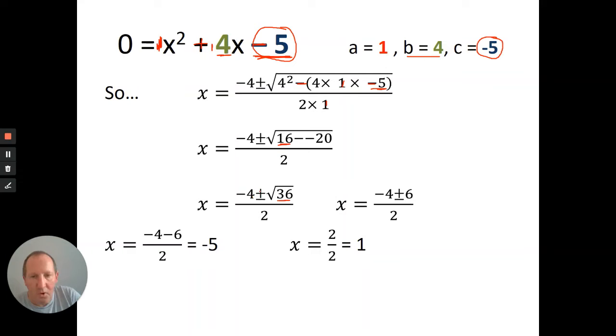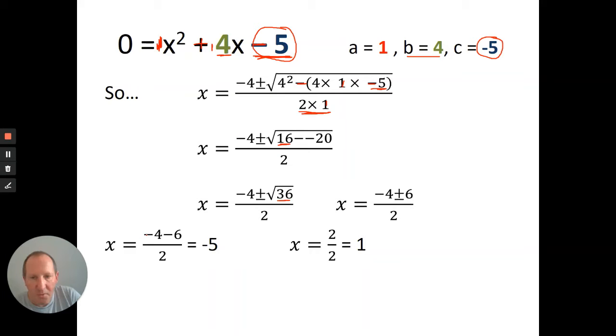So I've got minus 4 plus or minus the square root of 36, divided by that 2 on the bottom, because that was 2 times a, and a was 1. So I will do minus 4 plus or minus 6, because the square root of 36 is 6. So I get two different answers. Remember, for a quadratic, you get two answers. You get one answer by doing the plus, you get a second answer by doing the minus.